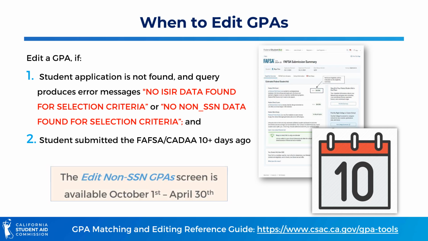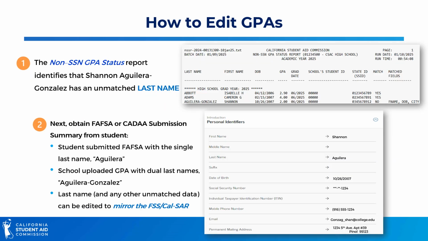Please note that while the GPA matching continues through September 30th of every year, the edit functionality is only available through April. However, it is best practice to match GPAs while the edit screen is still available, as it makes the matching process easier and more effective. Now, how do we edit GPAs?